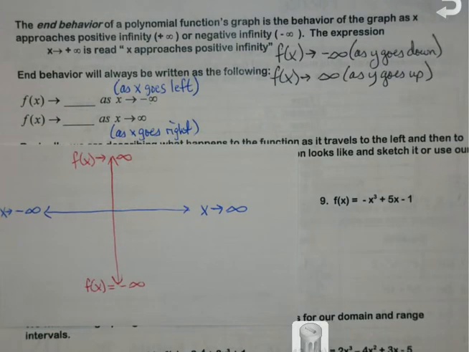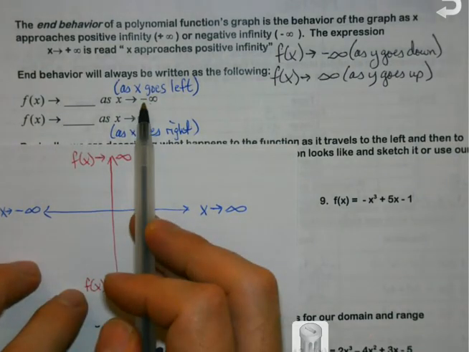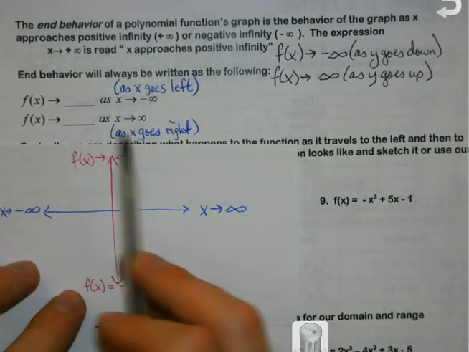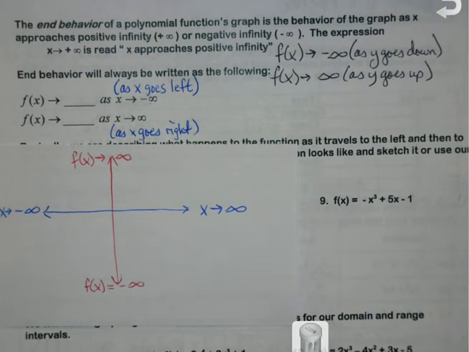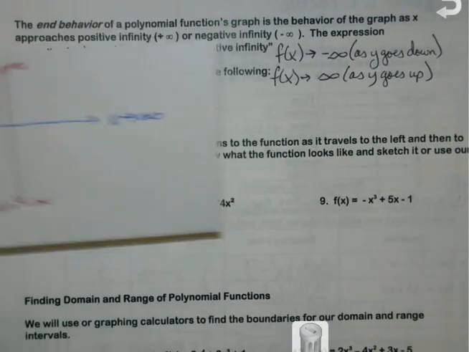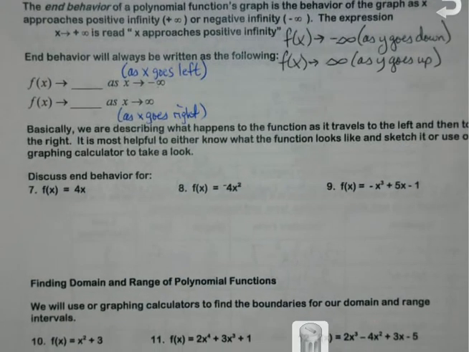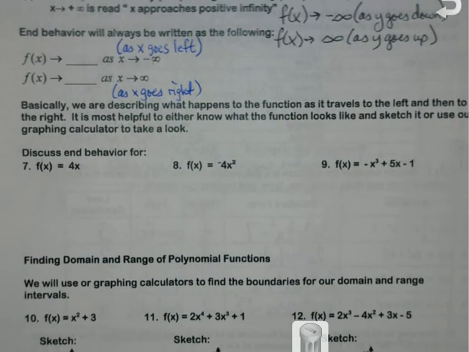So what I basically am going to be doing in here, when I put these all together, is saying what happens to y when x goes left? What happens to y when x goes right? And we're just going to make kind of a mathematical sentence out of it. Like it says here, basically we're describing what happens to the function as it travels to the left and then to the right. Everything goes better when you have a picture.